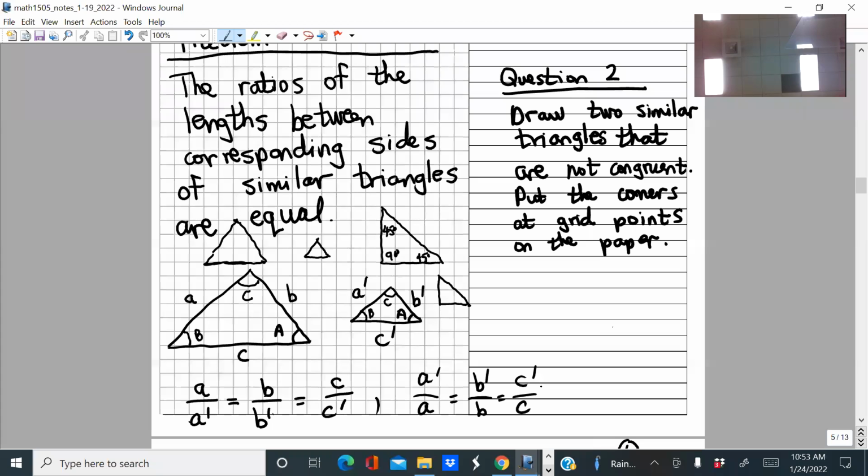Of course, you can also do the fraction in the opposite direction too. You can take A prime divided by A. That's the same as B prime divided by B. That's the same as C prime divided by C.